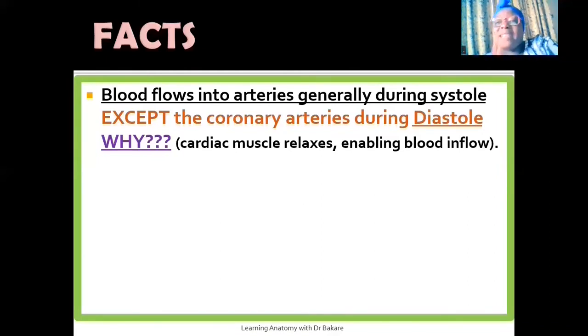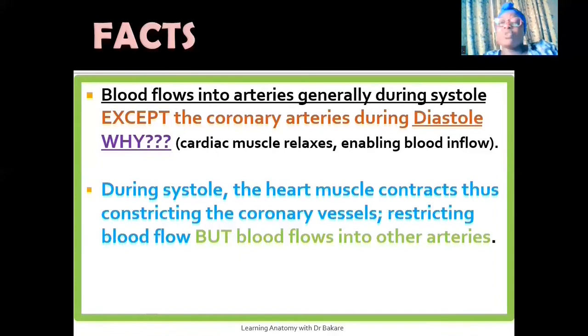So that is why we say that blood flows into the coronary artery during diastole, which is the relaxation of the heart muscle. And when the heart muscle relaxes, the wall of the vessels lining the surface of the heart will also relax, and blood will be able to be directed into the coronary artery. So this is a fact that we should know.